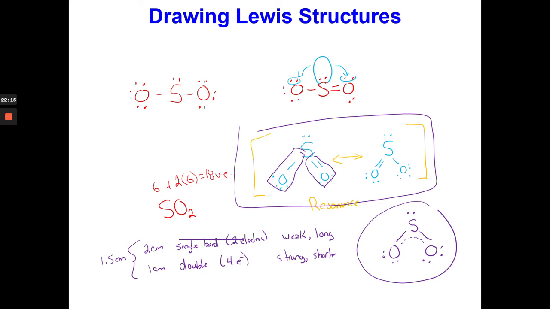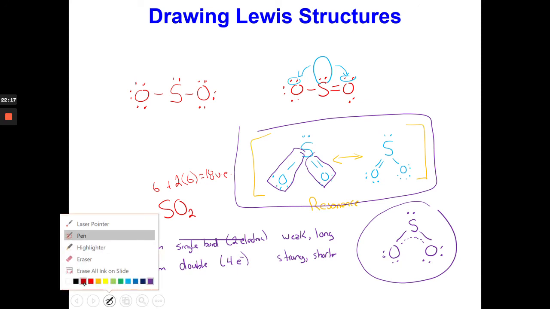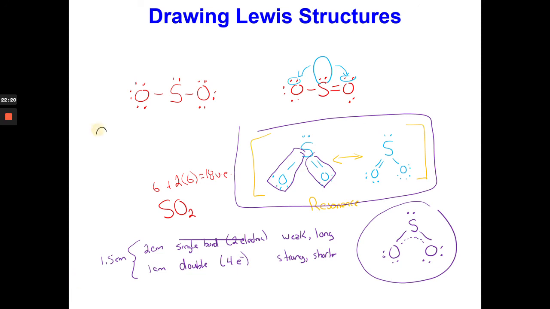Now the key here is not to lose track of this. When I had CO2 and when I had SO2, they might look very similar on paper, but CO2 comes out to be linear and SO2 comes out to be bent. So this is a bent shape, this is a linear shape. And that's really the point of us drawing these Lewis structures, is trying to figure out what the shape of the molecules is going to be.